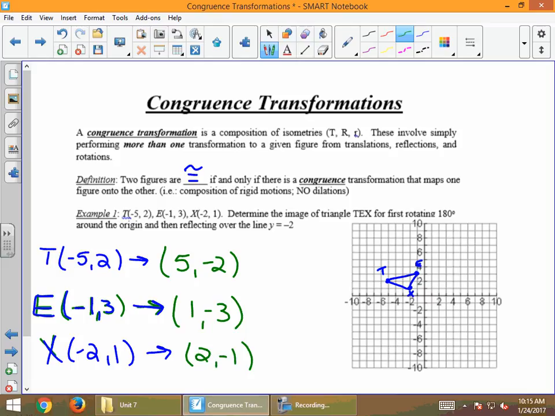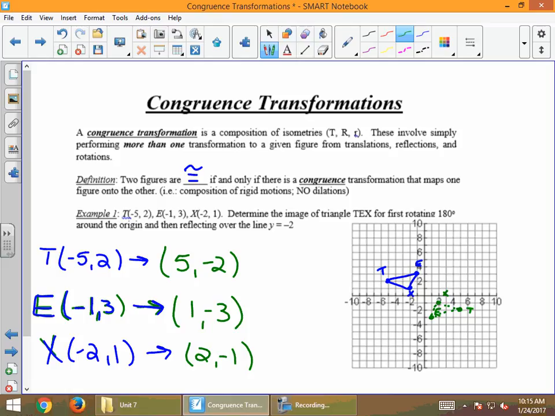Okay, we'll plot those new points. Sometimes it helps if you do have a different color, like a colored pencil or something. So we're going to plot these new points. 5, negative 2. So that was T. 1, negative 3. That would be E. And then 2, negative 1. That was X. And that's not our image. That was just what it's going to look like after we do the first transformation.